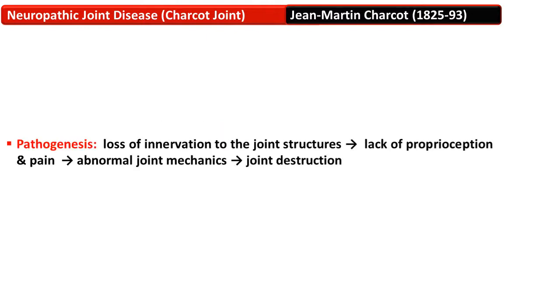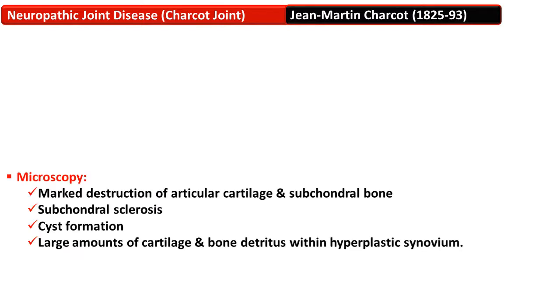This Charcot joint or neuropathic joint is considered a rapid and severe form of secondary osteoarthritis, which is associated with joint fragmentation. What happens is there is loss of innervation of the joint structure, and due to this loss of innervation, there is lack of proprioception and pain. So the joint mechanics are now abnormal, and as a result, there is destruction of the joint. Microscopically, there is marked destruction of the articular cartilage and subchondral bone. There is subchondral sclerosis, cyst formation, and a large amount of cartilage and bone detritus within the hyperplastic synovium.